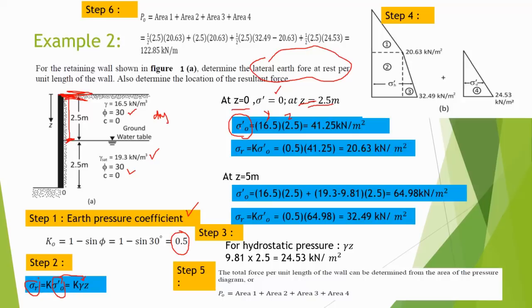So, the horizontal effective stress is K sigma naught. So, I already found sigma naught above, okay. So, you need to substitute, okay. K is 0.5, you substitute here. And sigma naught is gamma z, right? So, the unit weight times the depth. So, 41.25. You substitute, you can get the effective stress for this particular soil. Okay, you can get 20.63. Okay. Once you get this, you directly draw its distribution.